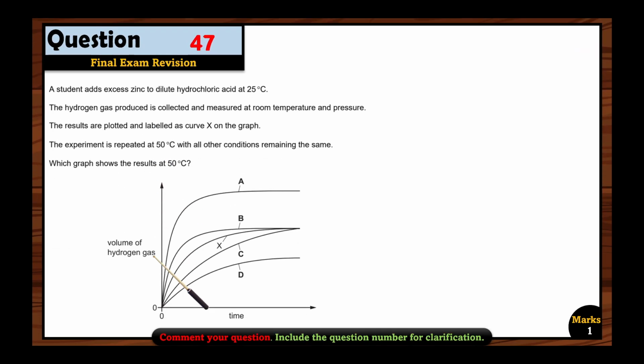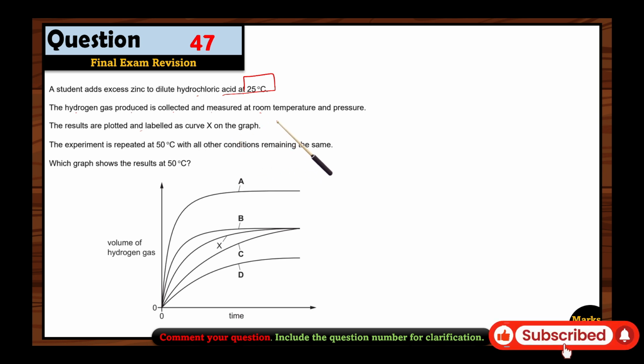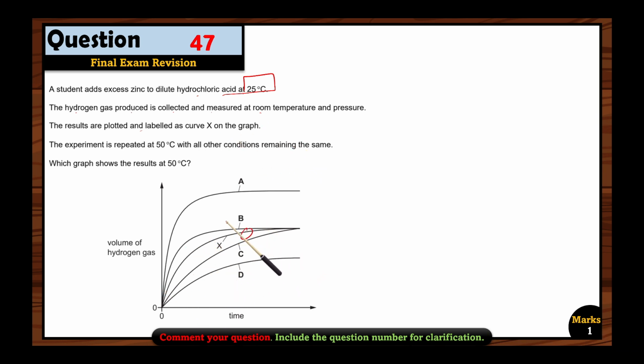Question 47. A student adds excess zinc to dilute HCl at 25 degrees Celsius. The hydrogen gas produced is collected and measured at room temperature and pressure. The results are plotted and labeled as curve X. Okay, so this is our curve X. This is the main experiment we have. The experiment is repeated at 50 degrees Celsius with all other conditions remaining the same. So which graph shows the result at 50 degrees?